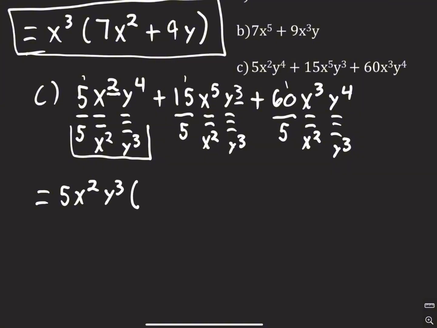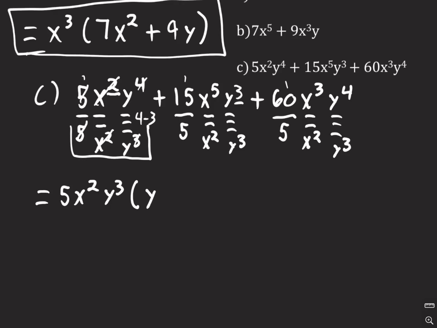Now if we look at this first one, well, 5 divided by 5 is just 1, right? But we won't need to write that as long as we're left with an x or a y term. Well, x squared divided by x squared is just 1. But now we have y to the 4 divided by y to the 3. Well, this will just become 4 minus 3 since it's in the exponent. So we're just left with y to the 1. And we actually don't even need to write that 1 there. We can just leave it as y.